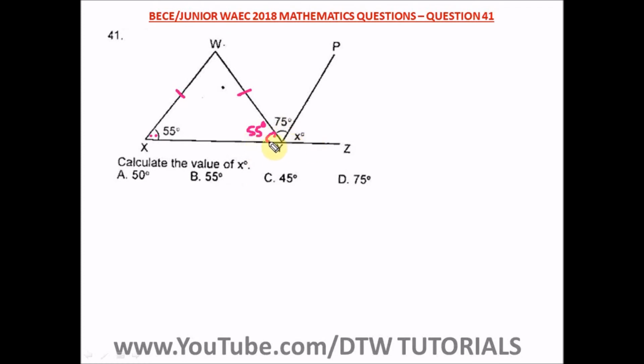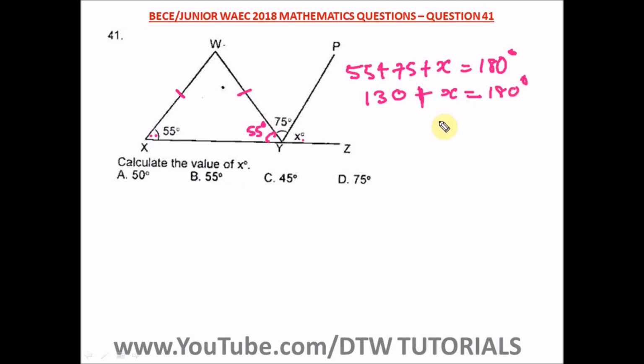You know, the sum of angles on a straight line is equal to 180. So we have here 55 plus 75 plus x is equal to 180 degrees. What is 55 plus 75? We're going to have 130 plus x is equal to 180 degrees. And x will be equal to 180 minus 130, which gives us 50 degrees. So x is equal to 50, and our right option here is option A.